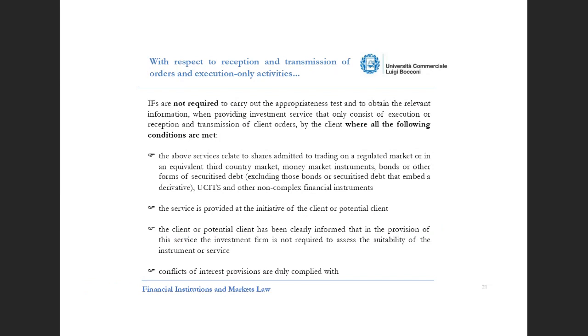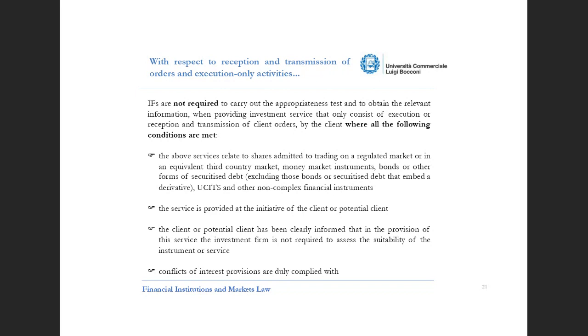Now, I told you at the beginning of this discussion on suitability assessment that in certain conditions we have what we call execution-only services. These are activities that are not subject neither to suitability nor to appropriateness. And this is what you see on slide 21.